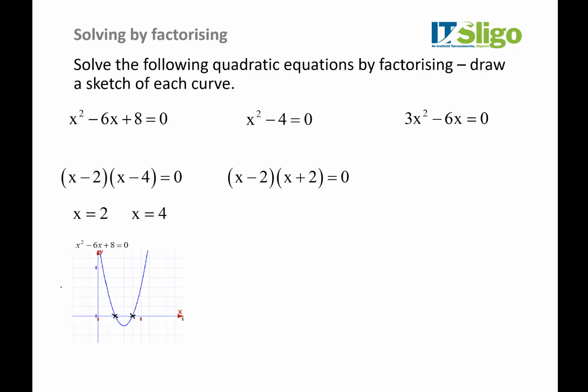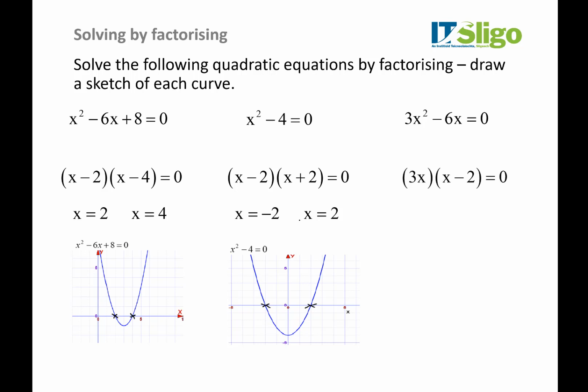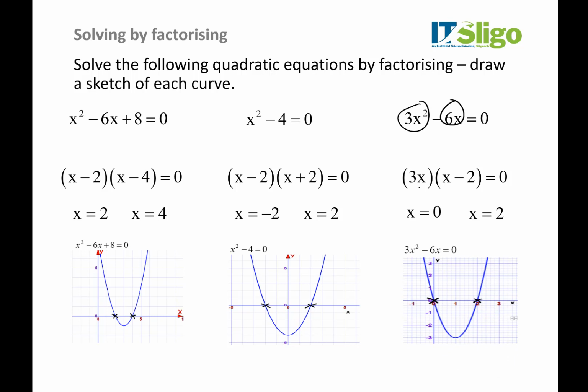Difference of two squares. So now the left-hand bracket, let that equal 0. We get x is equal to 2. That should be equal to +2. Yeah, I've just written them in the wrong order. But they're still the same roots. When we draw our curve, it looks like this. Here, 3x is common to both terms. Take that out. Let each bracket equal 0. And there's our typical curve.